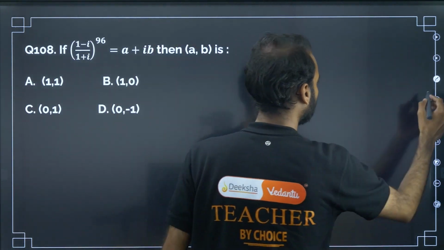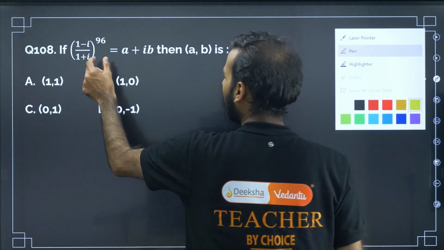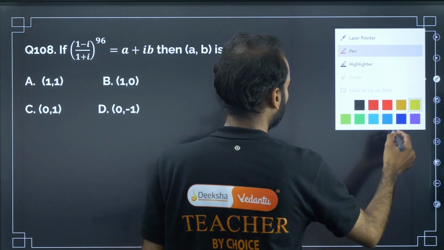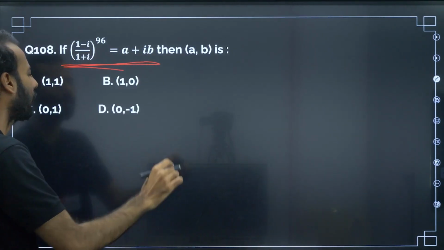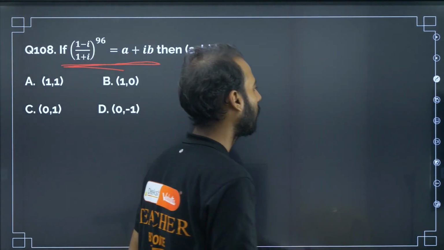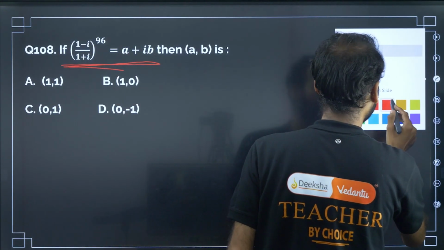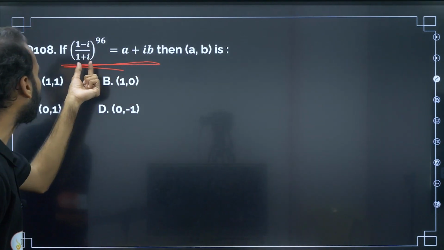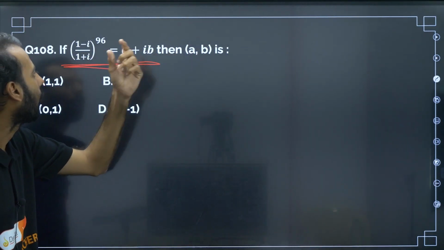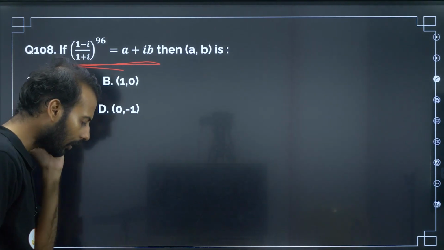If (1 minus i by 1 plus i) power 16. This is a complex numbers question, again basic, no hard logic, very simple logic only. We have to use the basic concept or definition itself. So (1 minus i by 1 plus i) power 96 is equal to a plus ib. Then a comma b is what?